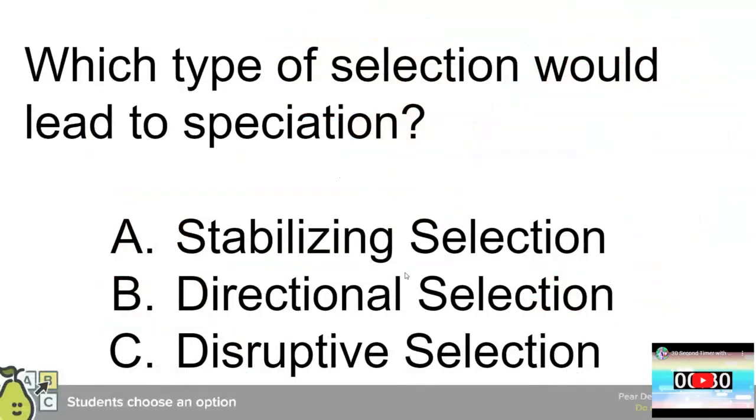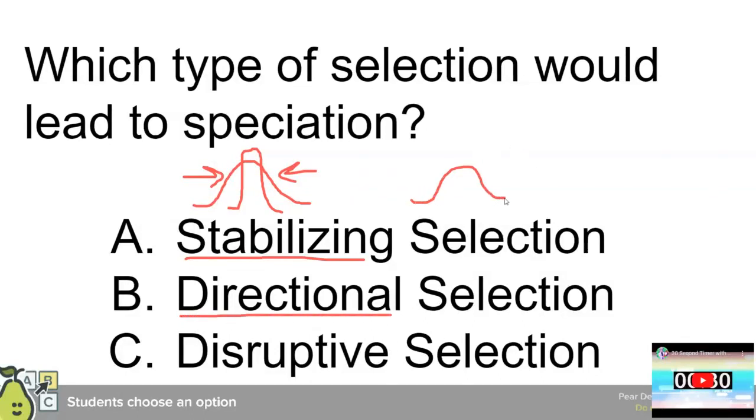Now, which type of selection do you think would lead to speciation? Let's go one by one. Stabilizing selection. This is when a normal curve selects for the mean or the median. So stabilizing selection will end up with a smaller curve. We have directional selection. Directional selection means that we are selecting for one extreme or the other, and we will end up with a curve that moves in that direction.